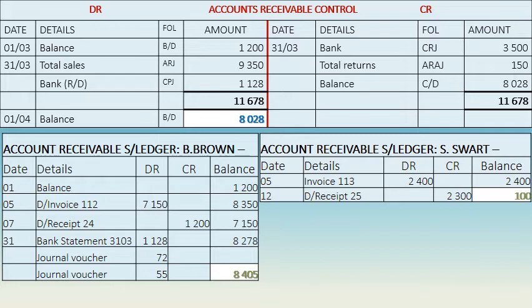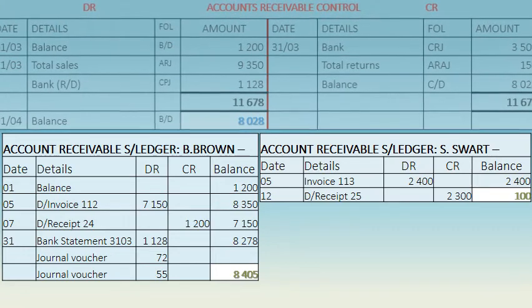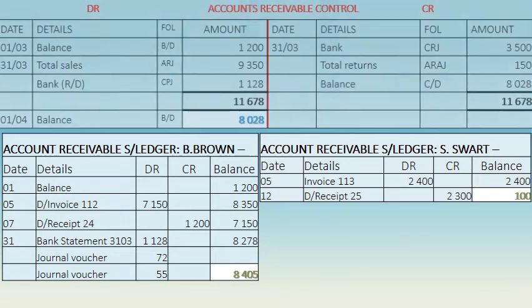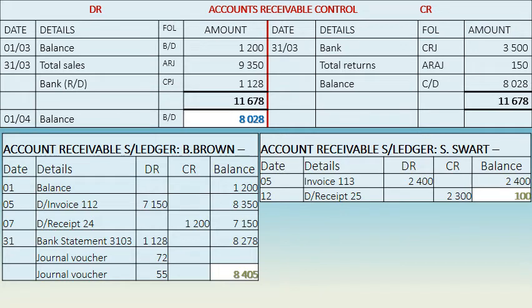Looking at the control account in the general ledger, the closing balance was calculated as 8,028 rands. In the subsidiary ledgers, the two closing balances added together, that is the balance for B. Brown and the balance for S. Swart, gives a total closing balance of 8,505 rand. Both of these balances are not the same. We therefore have to investigate the difference.